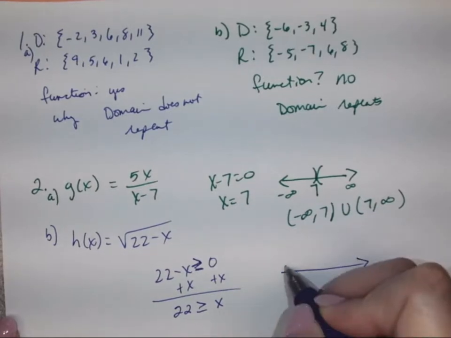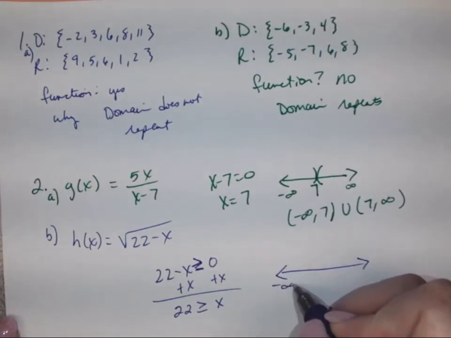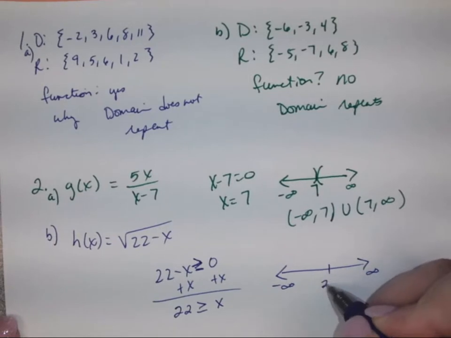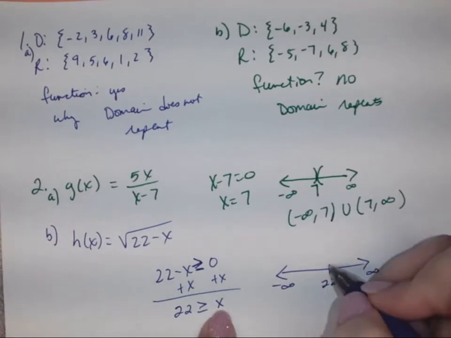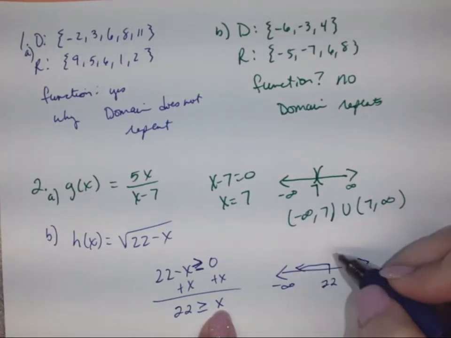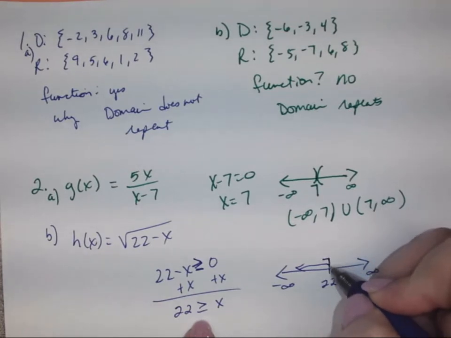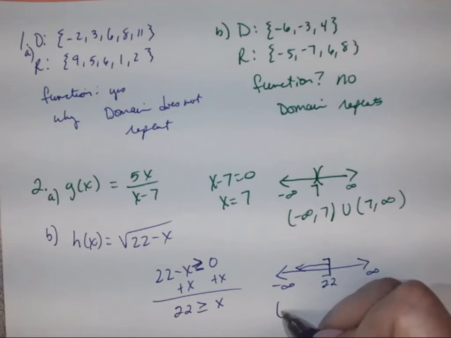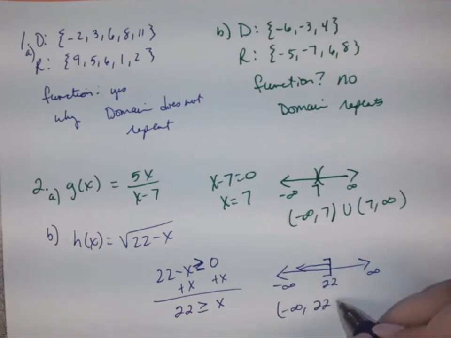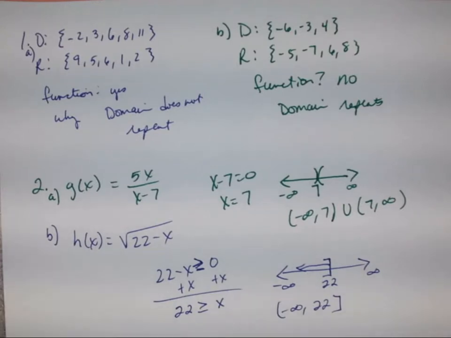So I'm going to put it on my number line again. X is less than, so it's going to go to the left, and it's going to get a bracket because it's equal to. So it'll be from -infinity to 22 with a bracket. So any number 22 or below will be fine. Anything above 22 will cause us to take the square root of a negative number, which will be a problem.